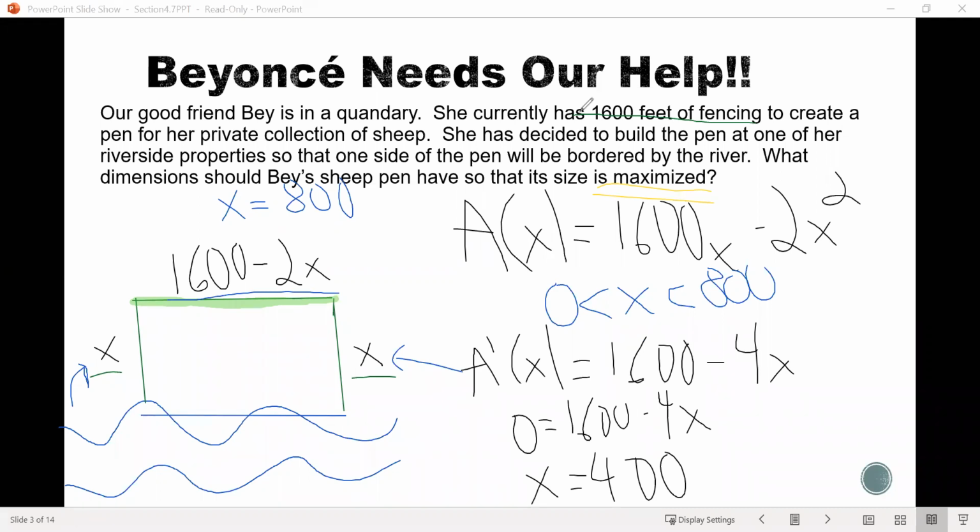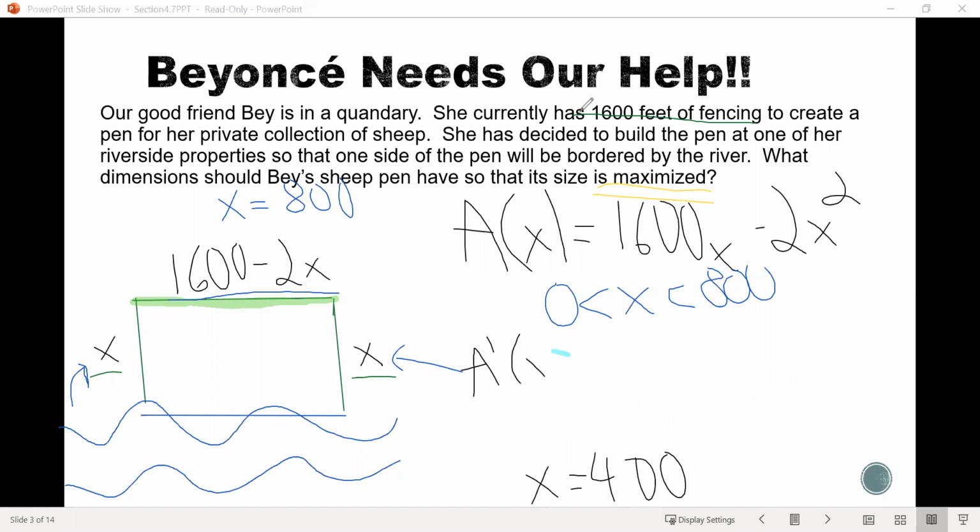Right? Okay, so that's where our critical value is, and that's a candidate for where the max area could occur. So if you remember, one of our techniques for identifying maxes or mins is to take that critical number along with the endpoints of our interval here and plug them into this original function and see which one gives us the largest area.